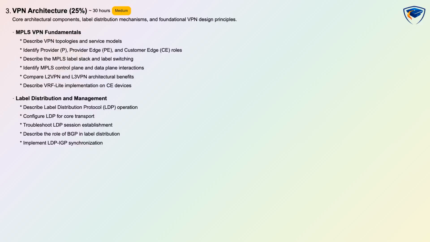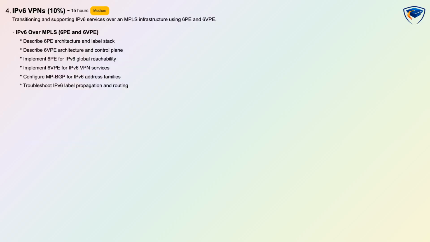CE devices. IPv6 VPNs account for the remaining 10% of the syllabus, are medium difficulty and recommend about 15 hours of scenario-based study. This domain focuses on delivering IPv6 over MPLS using 6PE and 6VPE architectures, covering the label stack and control plane behaviors. You will implement 6PE for IPv6 global reachability and 6VPE for IPv6 VPN services.